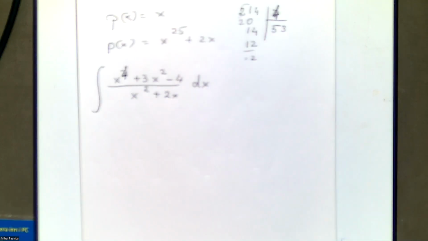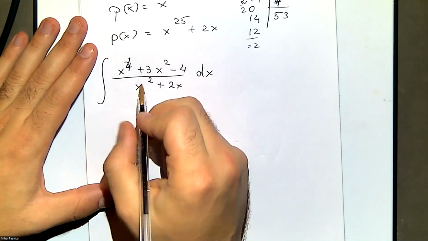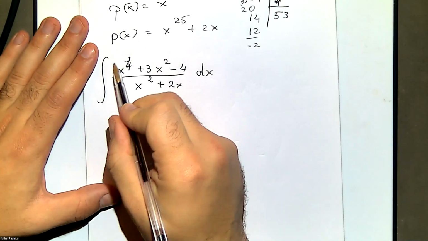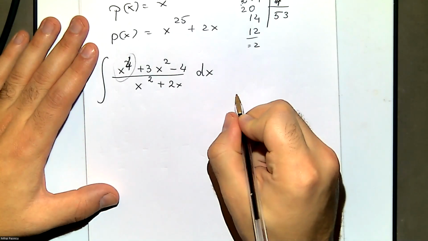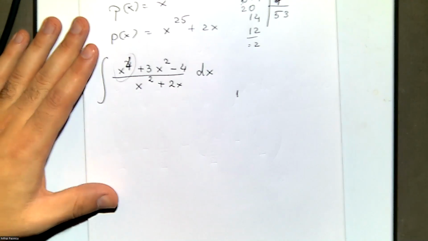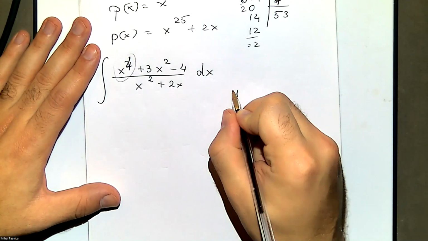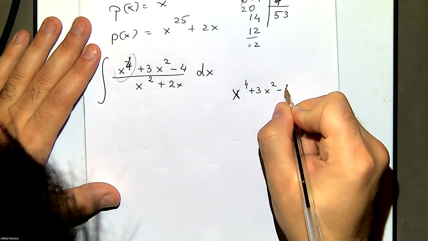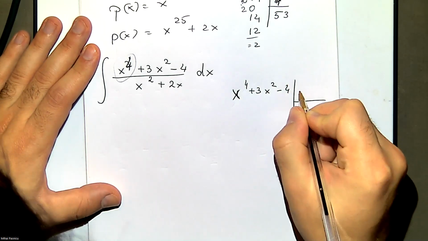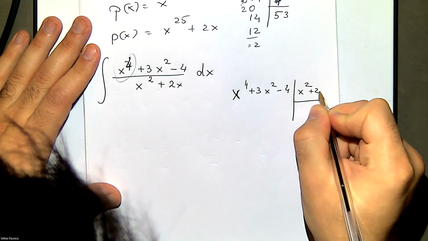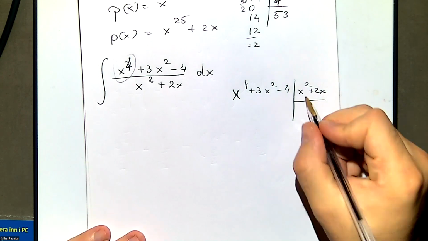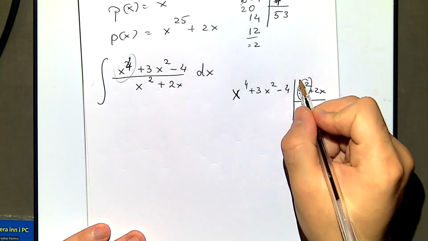So let's see exactly how I can write it in a nice way. I have this x to the 4th, okay? I'm trying to divide x to the 4th plus 3x squared minus 4 by x squared plus 2x. Okay? Now, how many times does x squared go into x to the 4th?